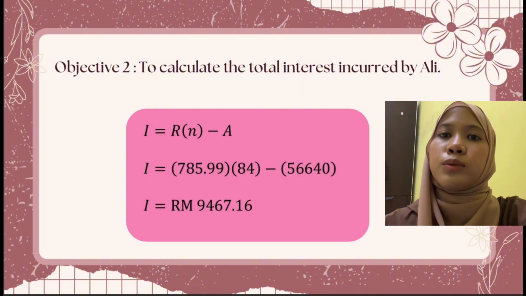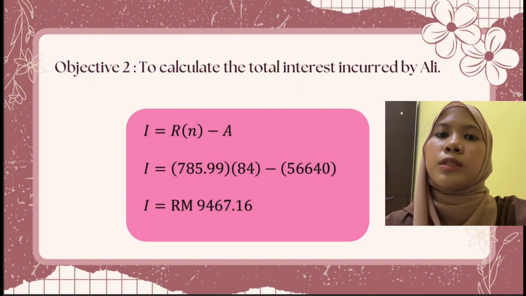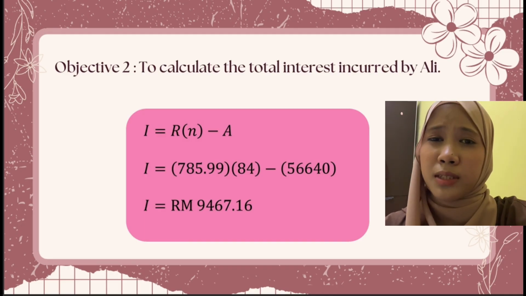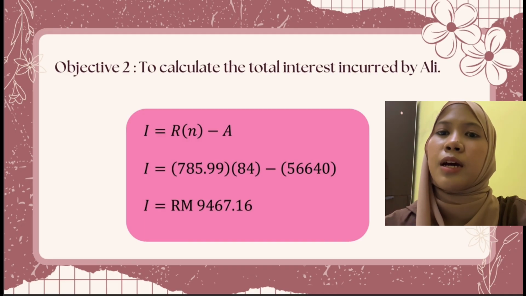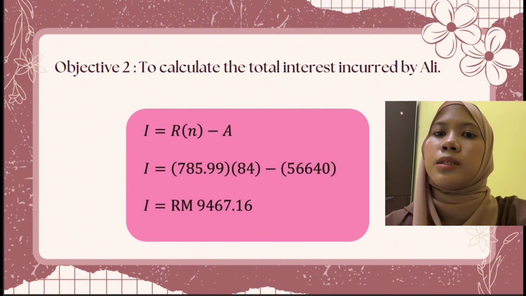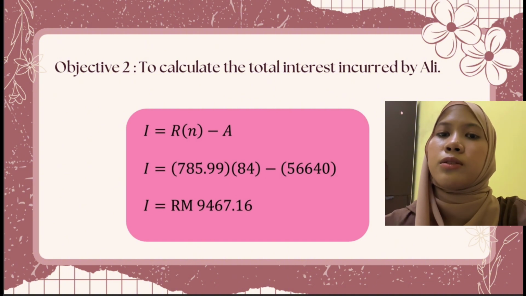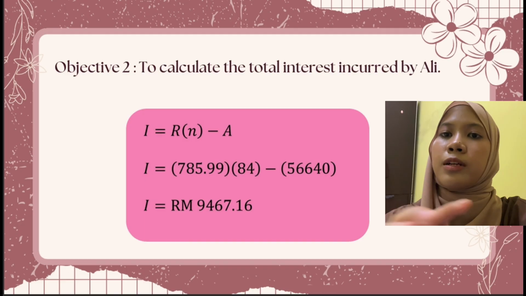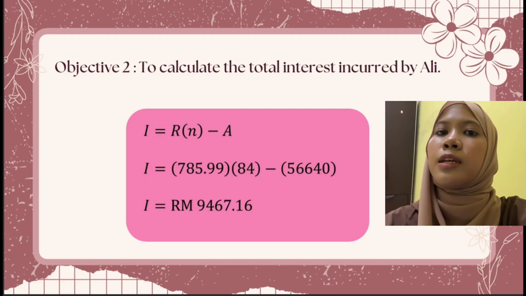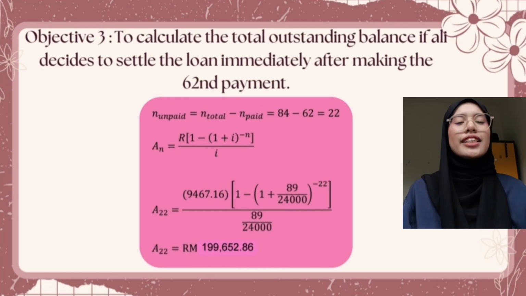For objective 2, the formula for total interest was used, which is total repayments minus the original loan amount. From the calculations, the total interest incurred by Ali is 9,467 ringgit 16 cents.